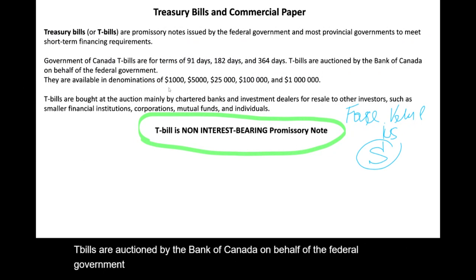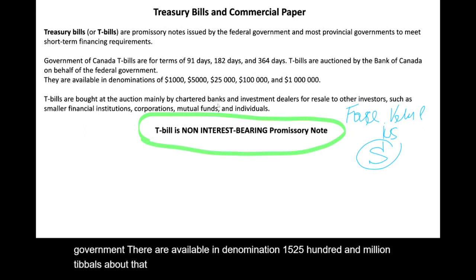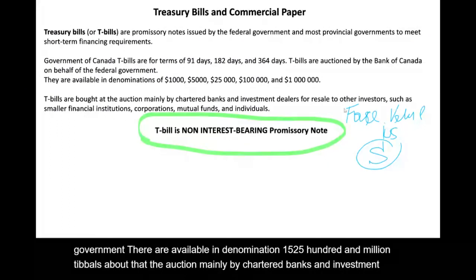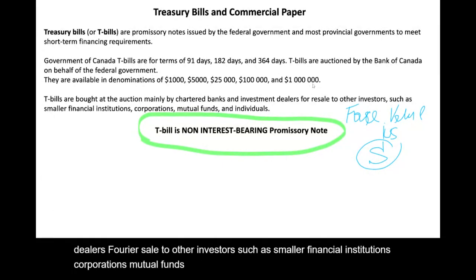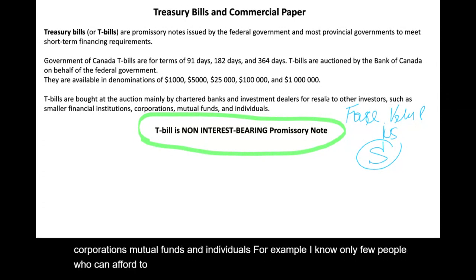They are available in denominations of 1,000, 5,000, 25,000, 100,000, and a million. T-bills are bought at the auction mainly by chartered banks and investment dealers for resale to other investors such as smaller financial institutions, corporations, mutual funds, and individuals. For example, I know only a few people who can afford to purchase a 1 million T-bill, right?